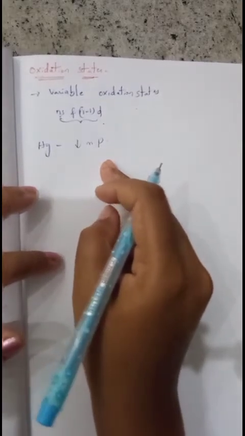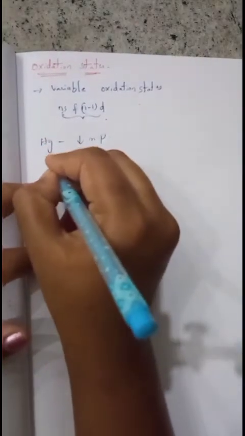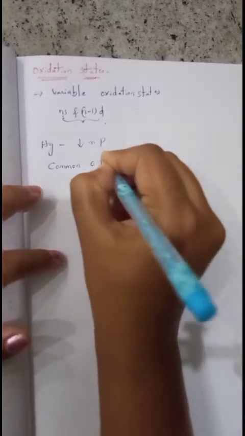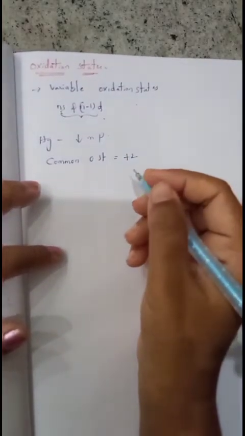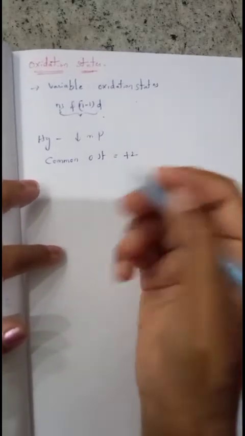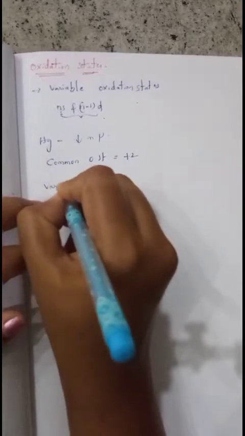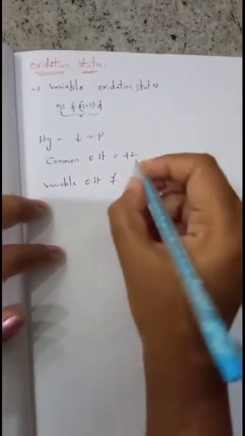Next we will discuss the common oxidation state of these D block elements. The common oxidation state is +2, the common oxidation state for the 3D series elements or D block elements. Now we will see the variable oxidation states of 3D series elements.